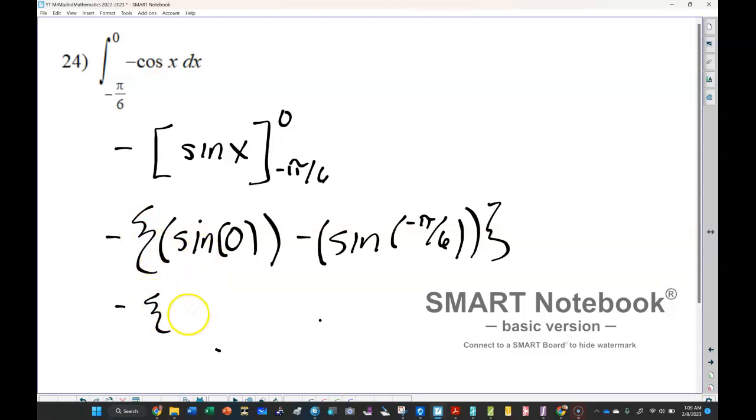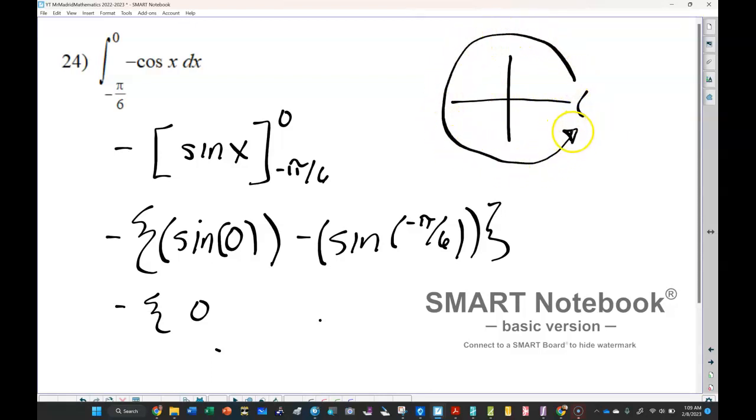So anyway, sine of 0, you guys know, is 0, right? Here we are going to have to look at the unit circle. So you always revolve this way, clockwise or counterclockwise, but starting over here, right? And the coordinates here are 1, 0. So sine of 0 here is 0. That's your cosine minus sine -pi/6.